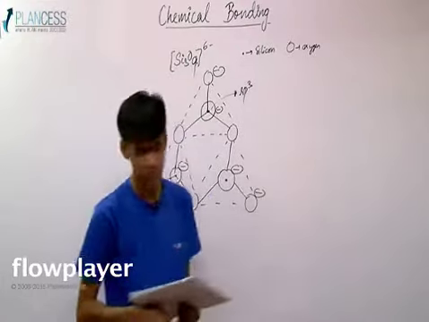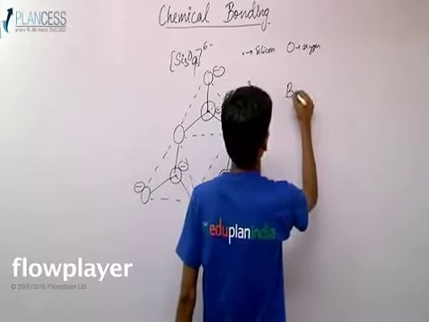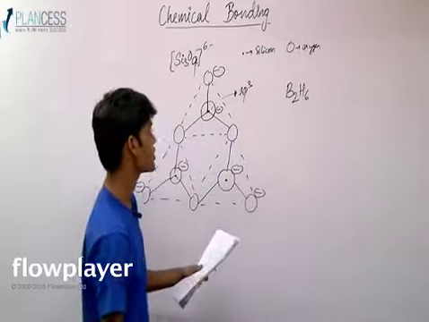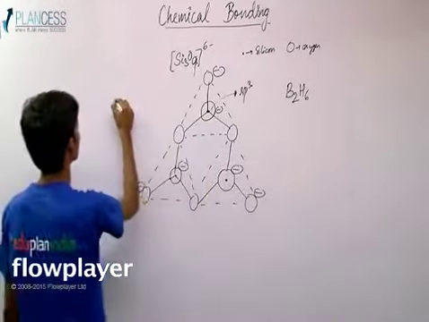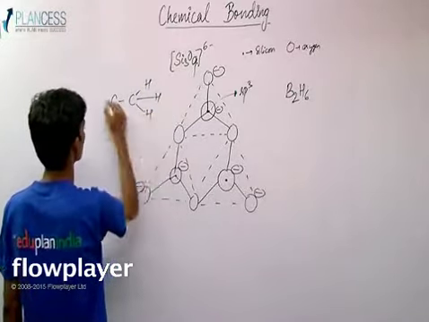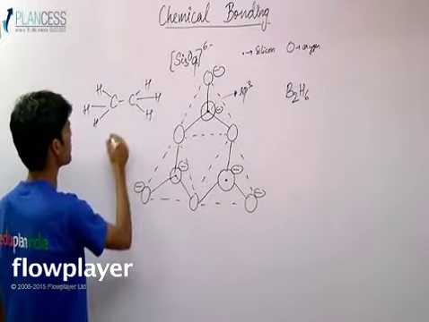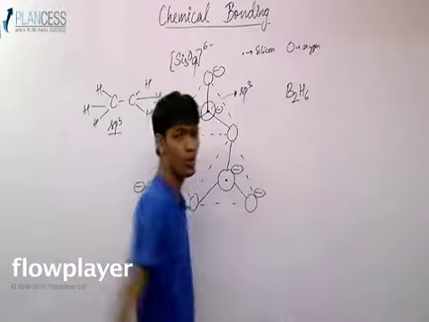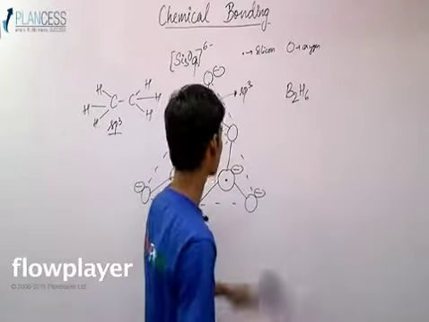The next important structure is B2H6. B2H6 is different from C2H6. This molecule does not have any B-B bond, as compared to C2H6. C2H6 has a C-C bond, and its hybridization would be sp3 because it has 4 bonds and no lone pair. However, in B2H6 there is no B-B bond. That's why it's different from C2H6.